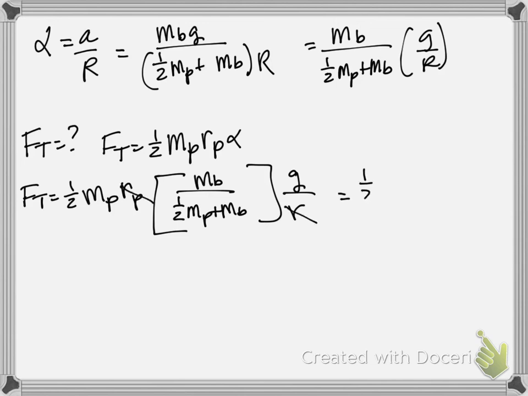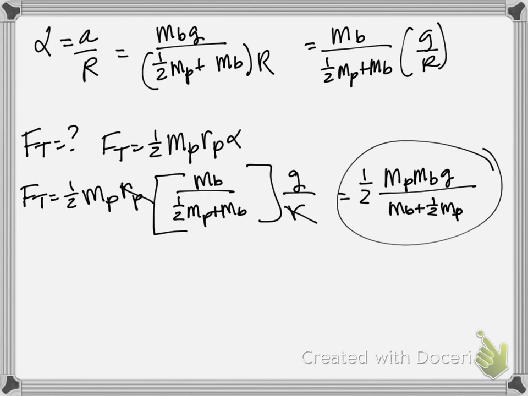And so what do I get? I get 1/2 mp mb times g, all of that over mb plus half mp. All right, so is that gross? Yes, but the takeaways from here, I hope you're looking to find some parallels between this and what we did in Unit 4.